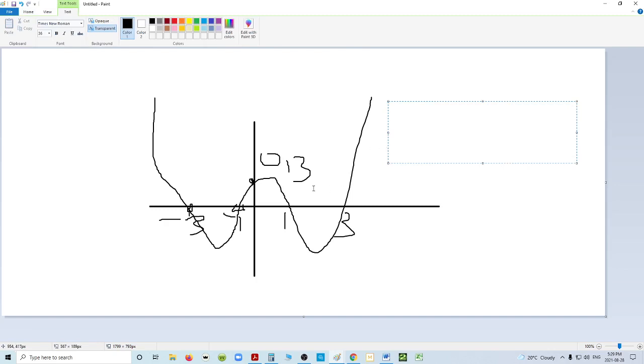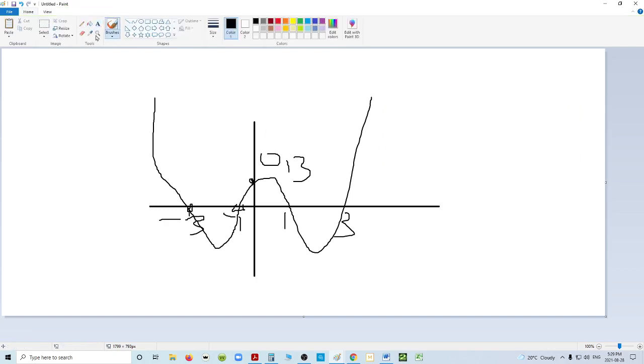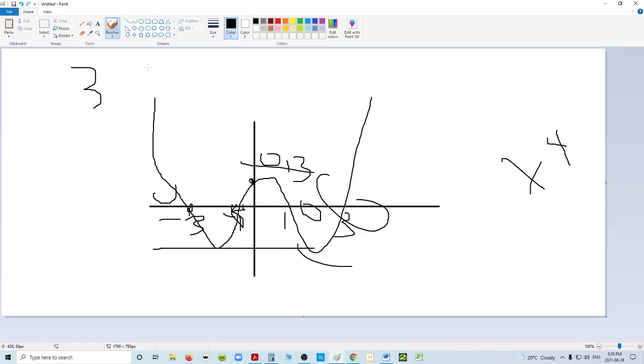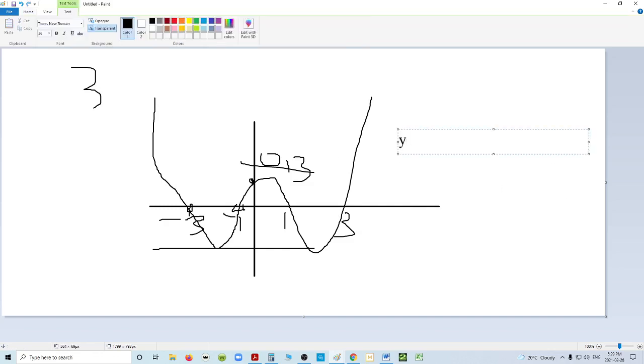Well, for this, what you do is you start with your basic formula. And your basic formula, first of all, you've got to figure out its degree. Is this to the 3, to the 4? Well, with a W shape with 3 turning points and 4 x-intercepts, my best bet is that this is x to the 4. Because it starts in quadrant 2, it's also got a positive leading coefficient, but that's not important right now.